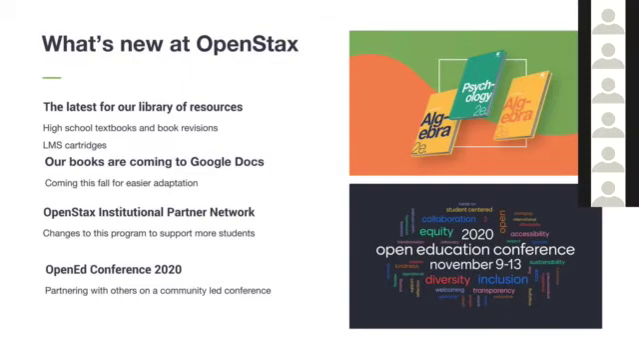The new titles that we've launched in the past year are Entrepreneurship, College Success, Business Law Essentials, high school statistics, high school physics, and advanced placement US history. We've also launched revisions for our psychology textbook, pre-algebra, elementary algebra, and intermediate algebra.